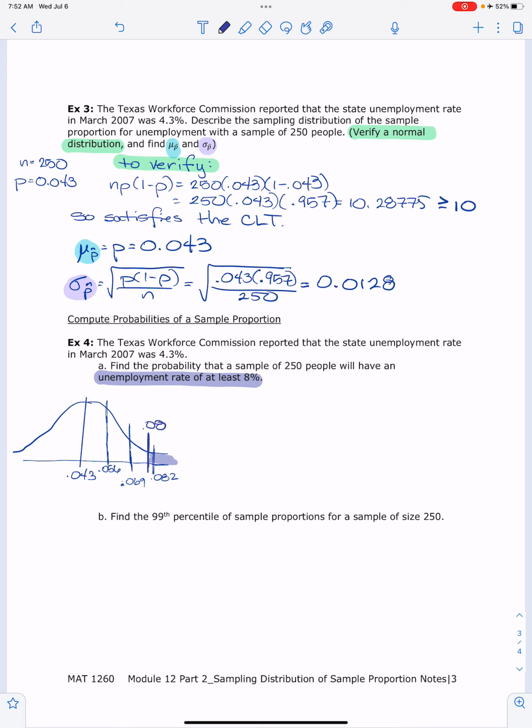So we've already verified that this satisfies the central limit theorem. I want the probability that my sample proportion is greater than 0.08. I'm going to the right, so this is a 1 minus. Again, it's a normal distribution. We're using norm.dist. We're checking for 0.08. My mean is 0.043. My standard deviation, 0.0128. Cumulative, so we cram that one in there on the end.